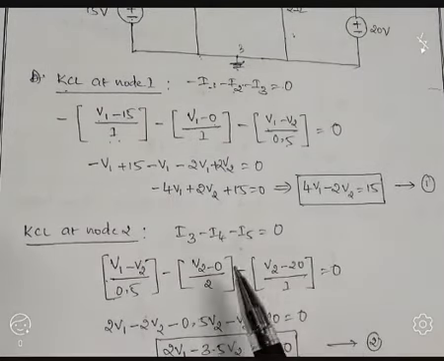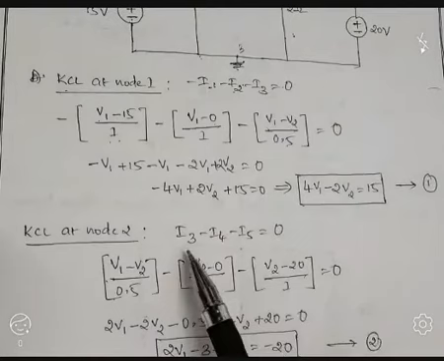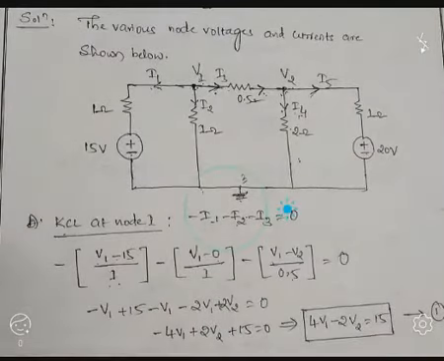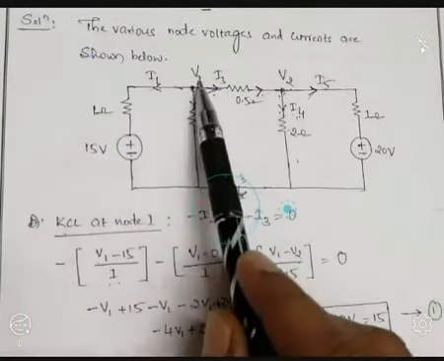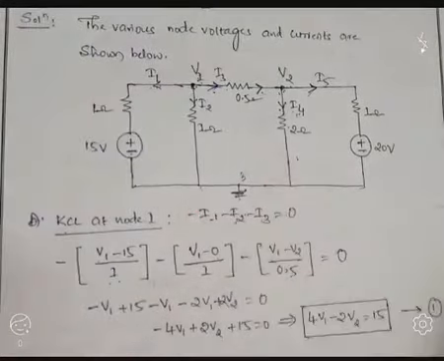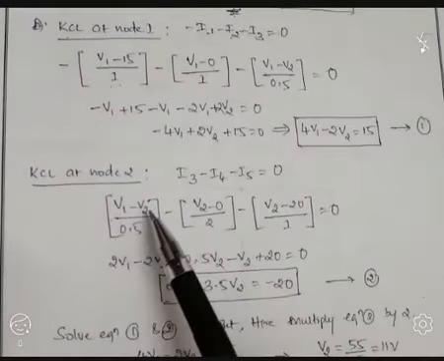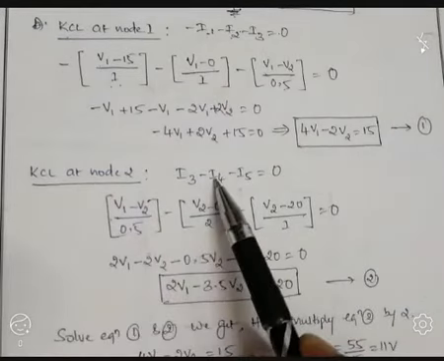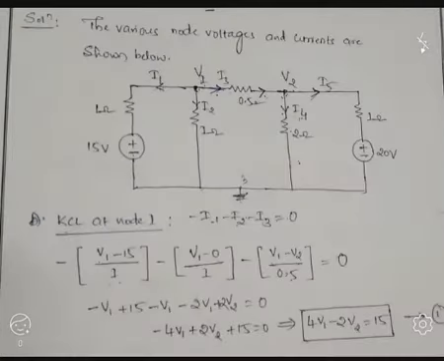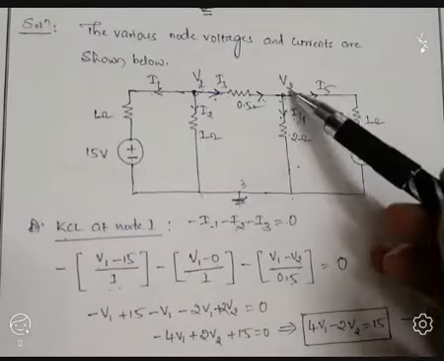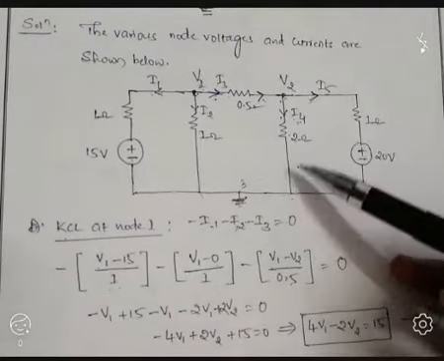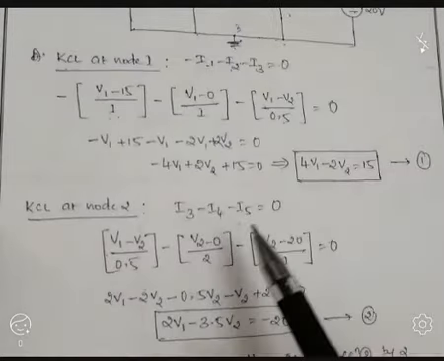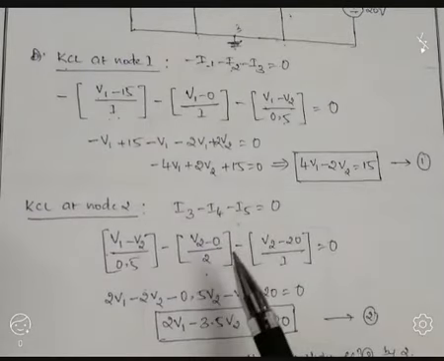Let us substitute the values of these three currents. The current I3 is moving in this branch, hence (V1 minus V2) divided by 0.5. Minus as it is. Let us take the value of I4. The current I4 is moving in this branch, hence (V2 minus ground, meaning 0), so V2 minus 0 divided by 2. Okay, fine. Next, minus symbol as it is.